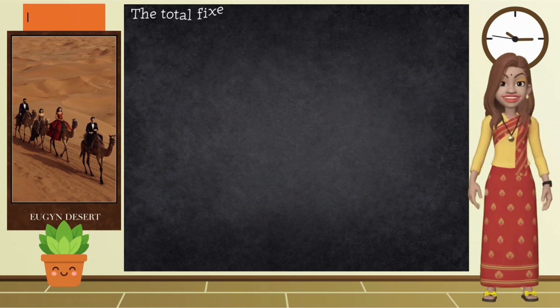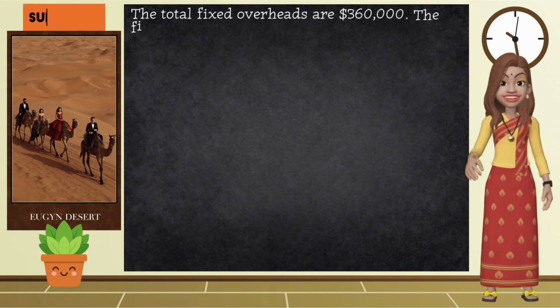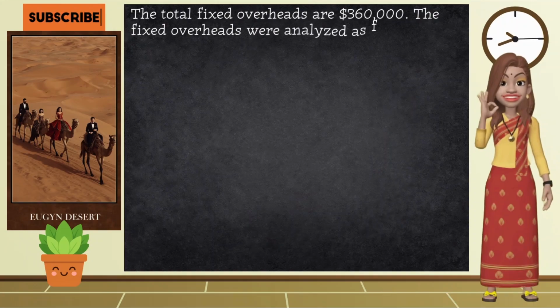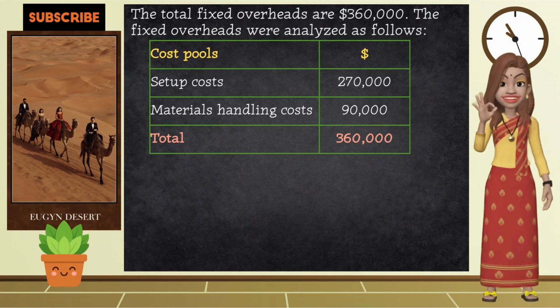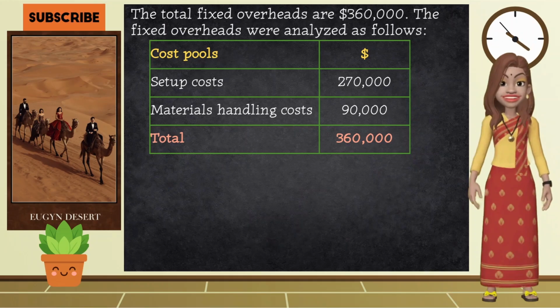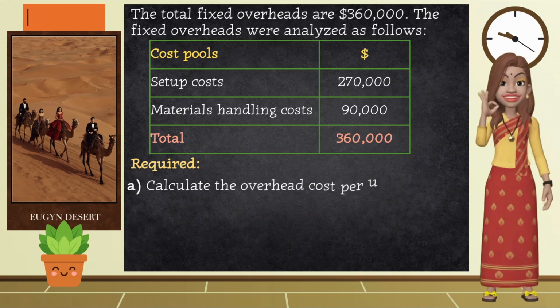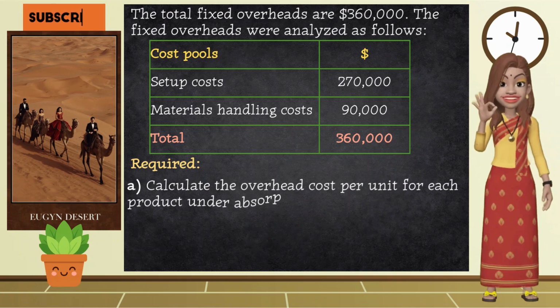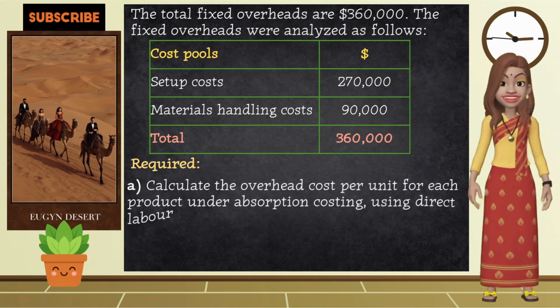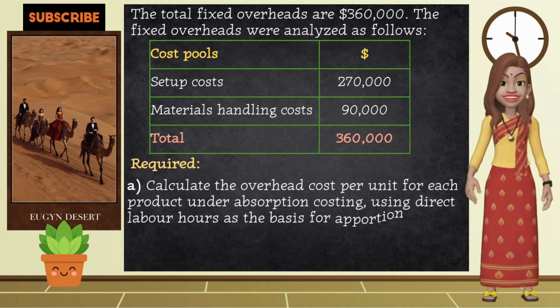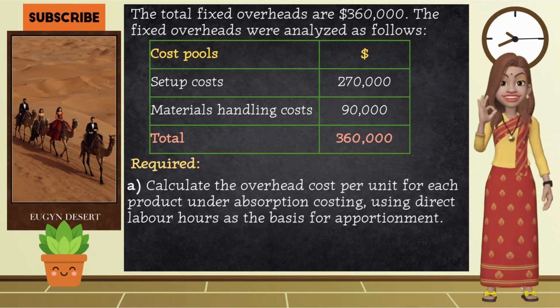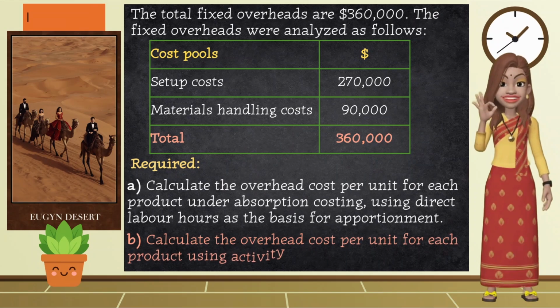The total fixed overheads are $360,000. The fixed overheads were analyzed as follows. We have 2 cost pools, setup costs, materials handling costs. Required: A, calculate the overhead cost per unit for each product under absorption costing using direct labor hours as the basis for apportionment. B, calculate the overhead cost per unit for each product using activity-based costing.